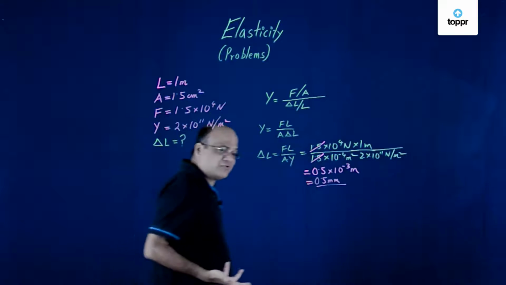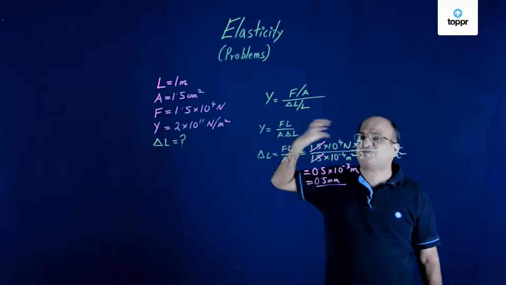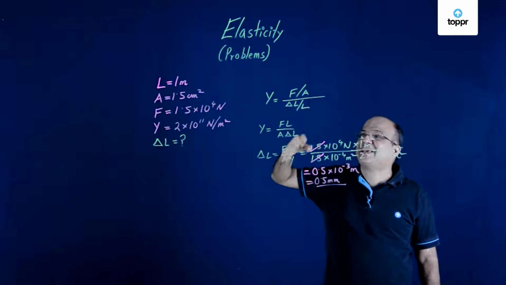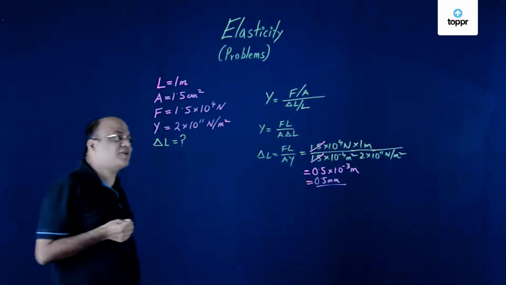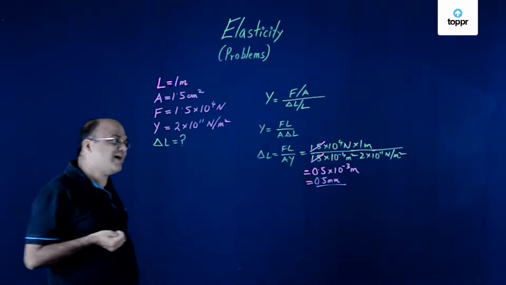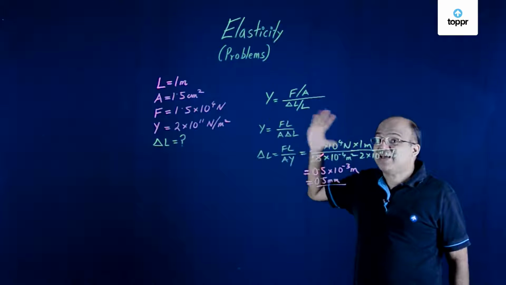So we use the formula for Young's modulus. Y equal to stress by strain. Stress is force upon area. Strain is delta L by L. So you got Y equal to FL by A delta L. And therefore delta L becomes FL by AY. And we put the values. We got the answer as 0.5 mm.